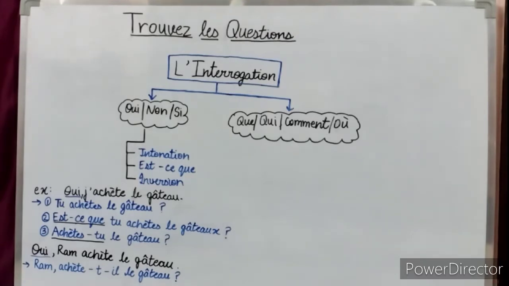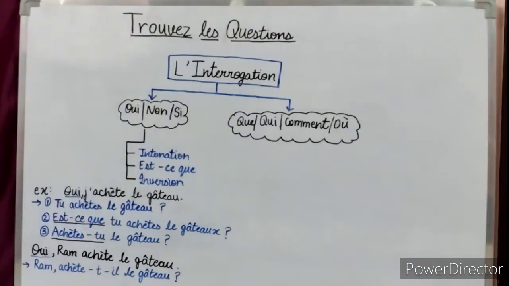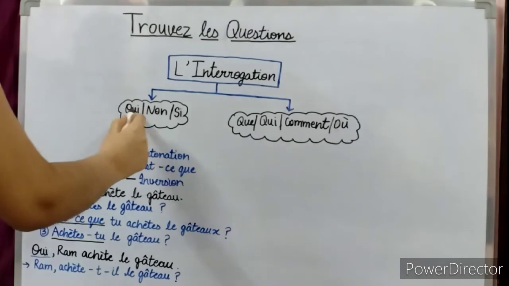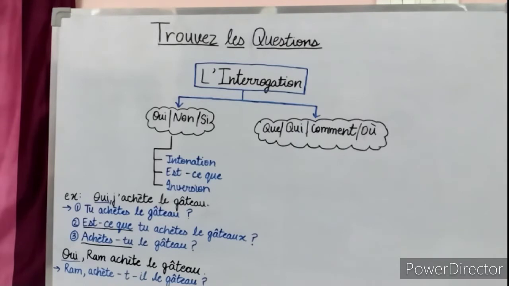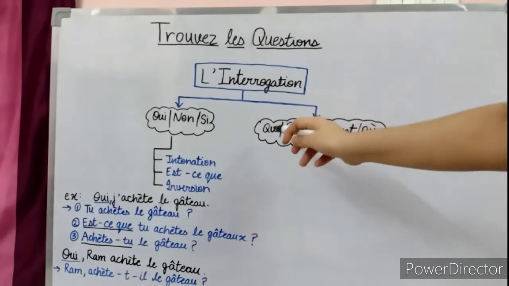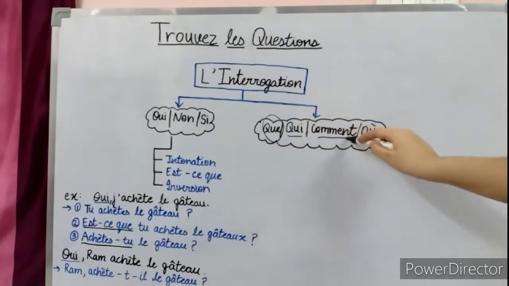So let's see. L'interrogation. Interrogation means to ask questions. We can divide interrogative sentences into two types. One in which you can give an answer in yes or no: oui, non or si, yes, no or if. The other in which some specific information is being demanded, like what, where, how. Here I have written que, qui, comment, où. Que means what, qui means who, comment means how, and où means where.